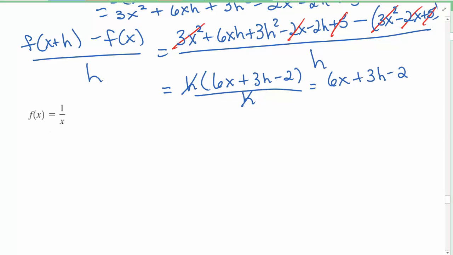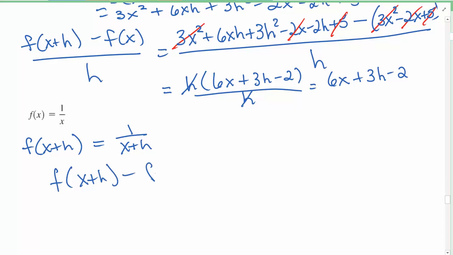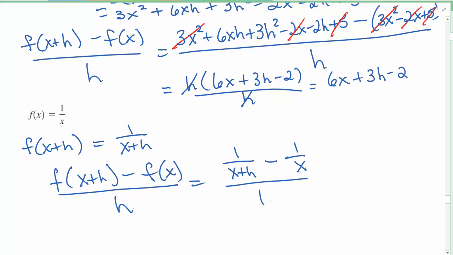All right, now in this problem, it's just a little bit of algebra to think about. F of x plus h is just going to be 1 over x plus h. So the difference quotient, which is f of x plus h minus f of x all over h, is going to be equal to f of x plus h, which is 1 over x plus h, minus f of x, which is 1 over x, all over h.